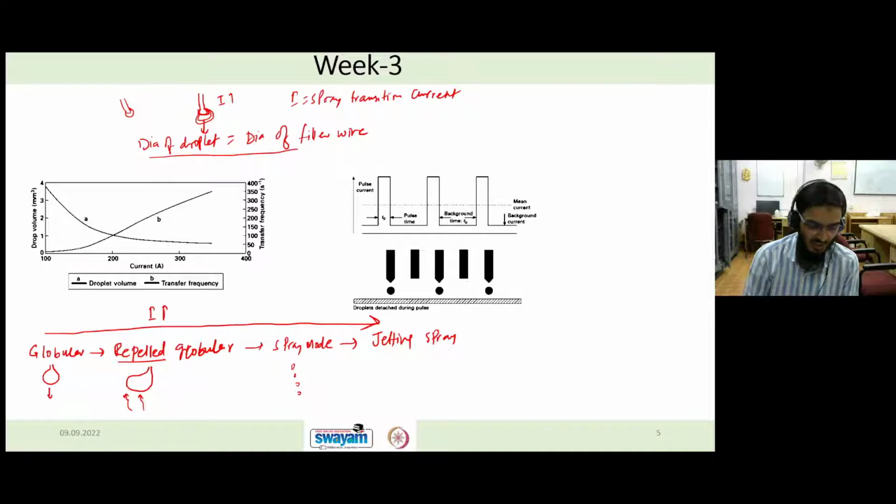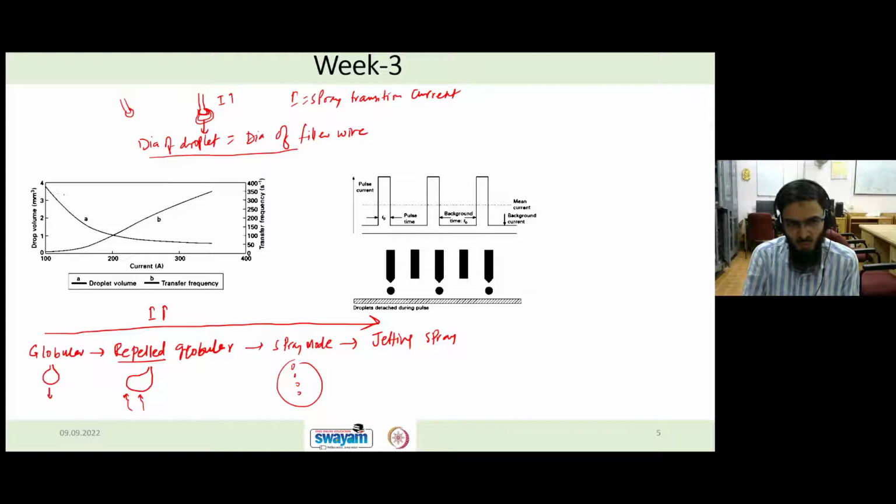Coming to this graph, you can see current is increasing and the droplet volume is decreasing. Let's say you are transitioning from globular to spray mode. Here it is only one droplet, but here the size of the droplet has gone down and it has broken into small droplets. By increasing the current, the droplet volume will decrease, but the transfer frequency increases: for the same amount of time, we can transfer four droplets, let's say.